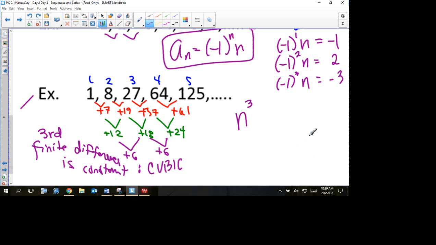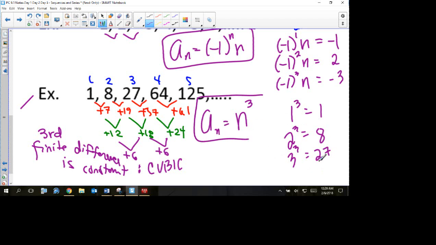And then we just need to figure out if it's n to the third, or maybe n to the third plus 5, or maybe n to the third times 2. We're going to figure out what we do to the n to the third, but it's going to be an n to the third somewhere. So now I use my n's, and I do 1 to the third. Is that 1? 2 to the third. Is that 8? 3 to the third. Is that 27? 5 to the third. Is that 125? So I don't have to change n to the third at all. I have my equation: A sub n equals n to the third.